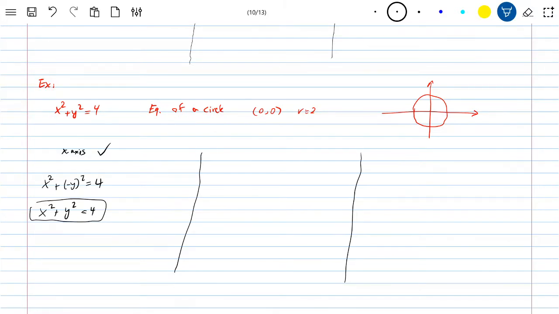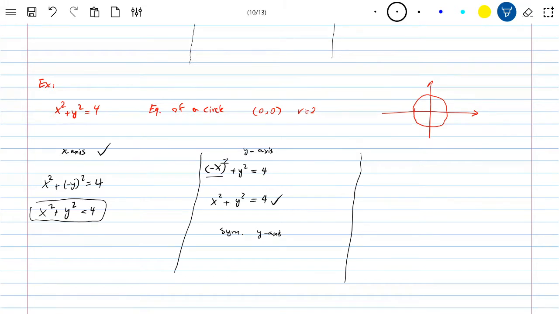If you replace x with negative x, this is just a check for symmetry about the y-axis. You'll get negative x squared plus y squared equals 4, and then it turns into x squared plus y squared equals 4. Again, this is just simplifying that equation. This is the same as the original equation, so I have symmetry about the y-axis as well.